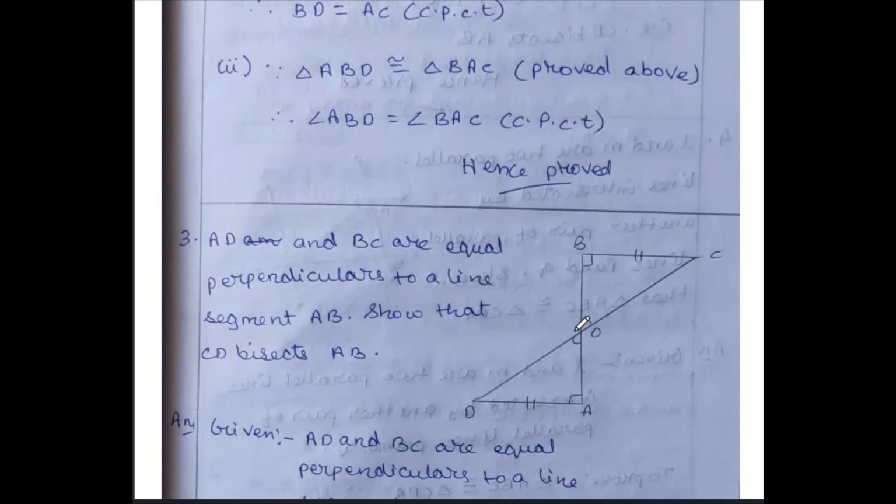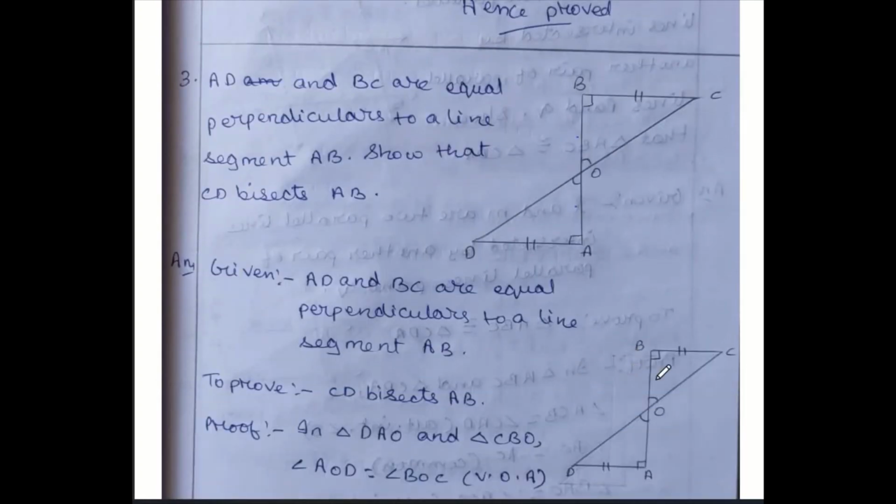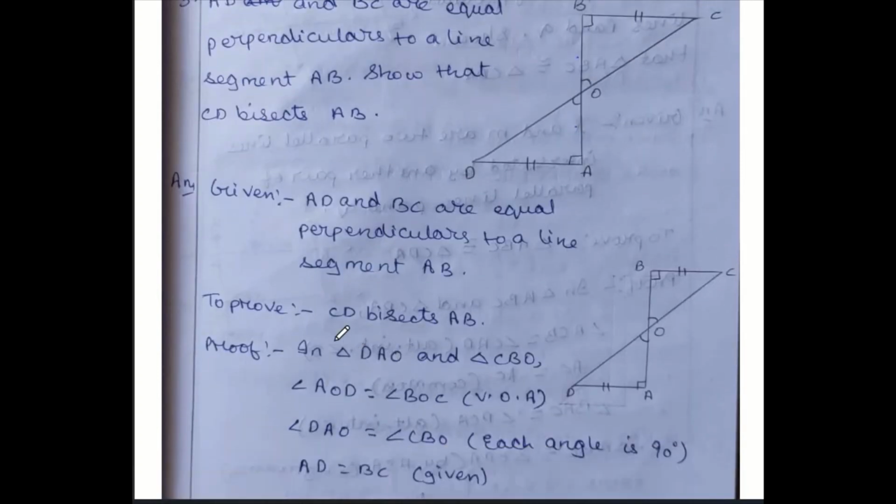Then we are going to prove CD bisects AB. That means I have to show that OB and OA both are equal. We are going to prove it. So, given materials, and you have to draw the diagram also. Keep this in mind, it is your question; because of you only I have written this question. Now, given material: AD and BC are equal perpendiculars to a line segment AB. Then to prove, in the question they have asked, CD bisects AB. So, the diagram should be drawn.